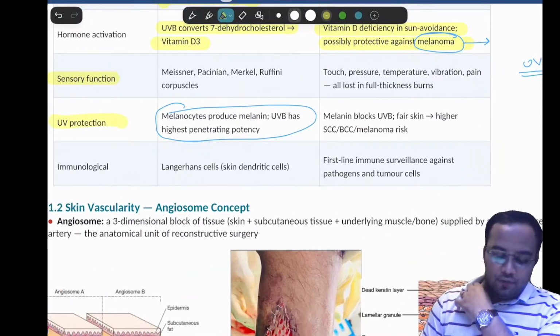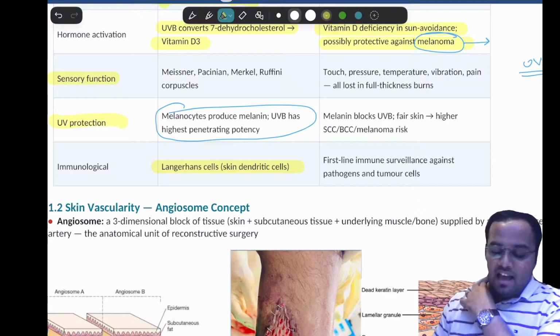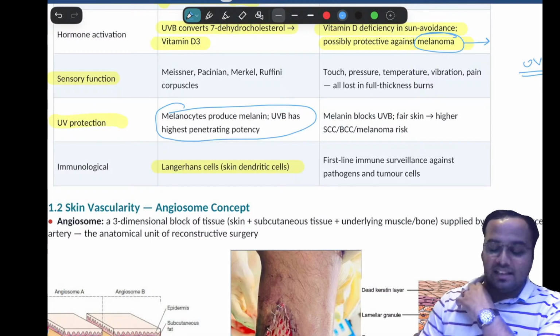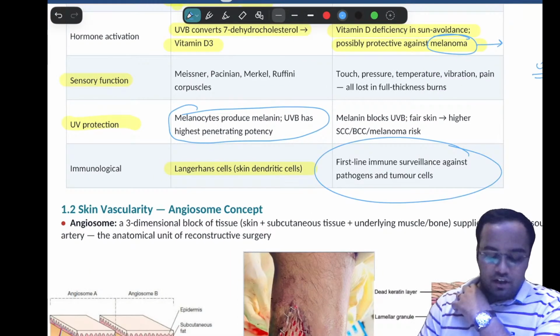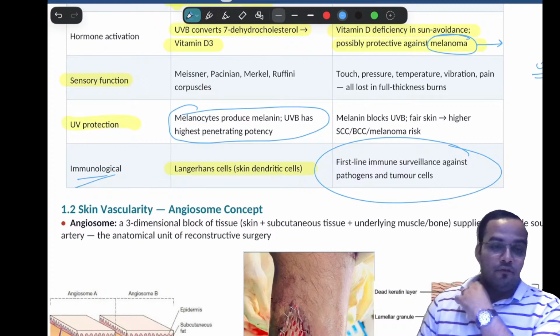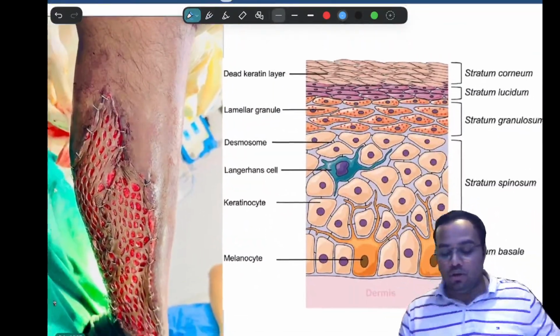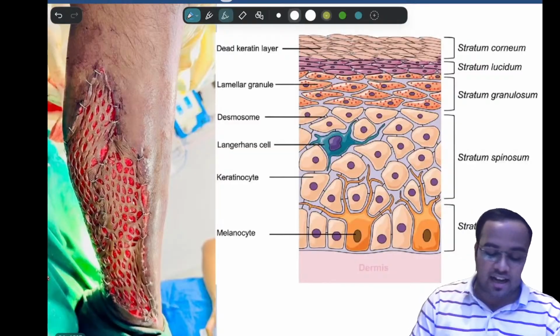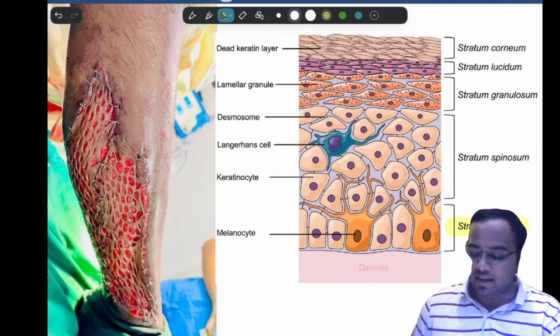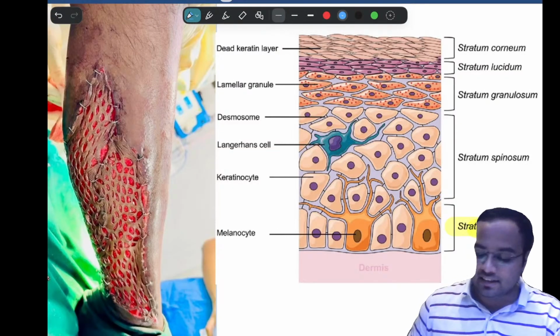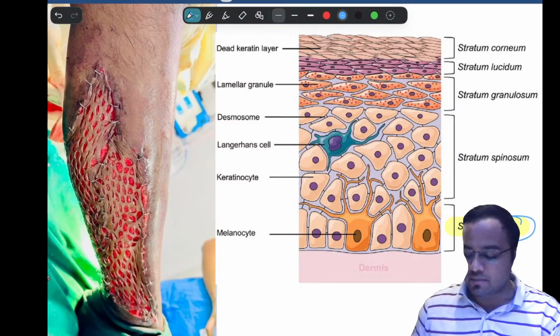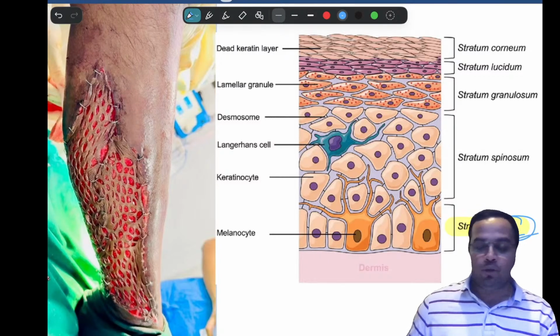And immunological function, the Langerhans skin dendritic cells. Whenever a pathogen or tumor cells are present on the skin, the first line of defense is going to be present in the form of Langerhans cells in the skin. So you know that the skin is divided into 4 layers, right from below upwards. It is stratum basale, and the basal cell carcinoma arises from this layer, hence it is called basal cell carcinoma. It arises from the stratum basale.